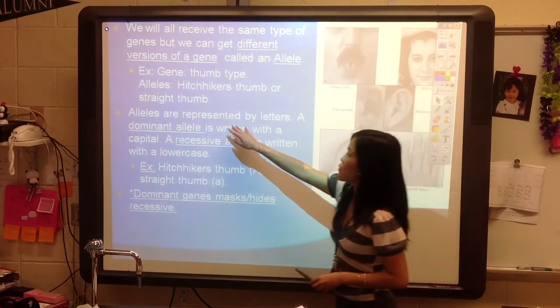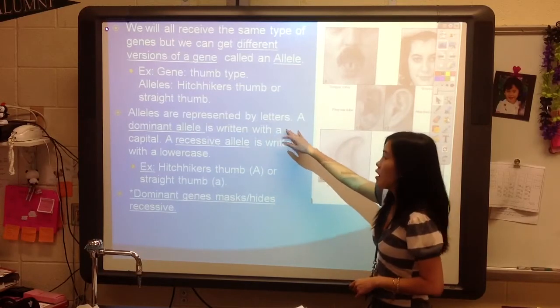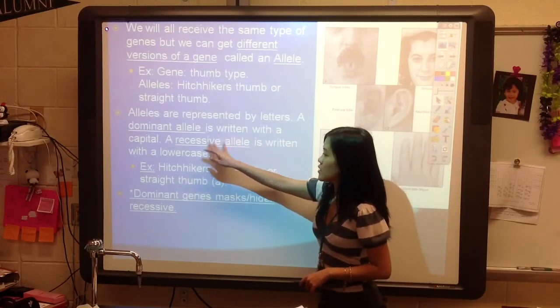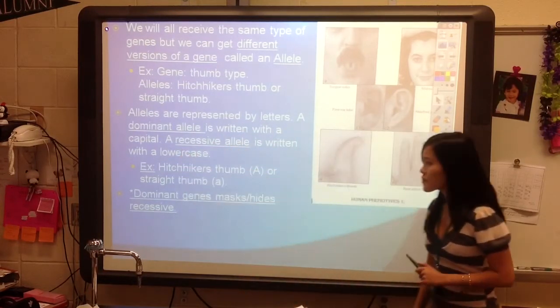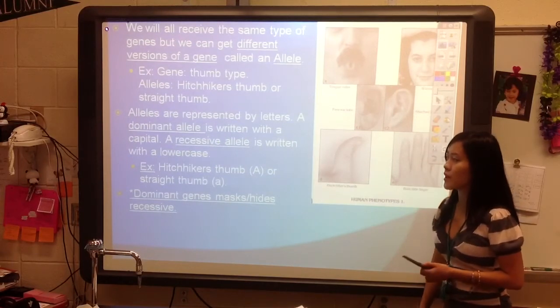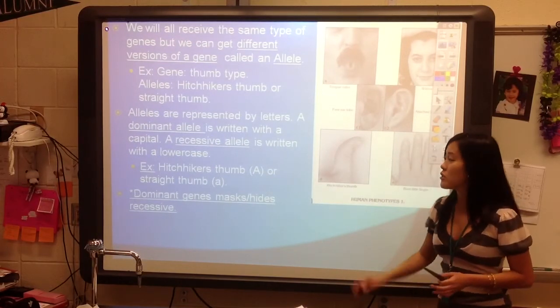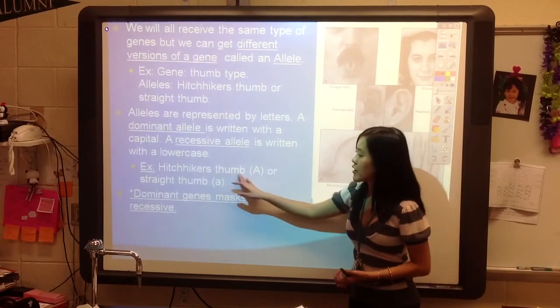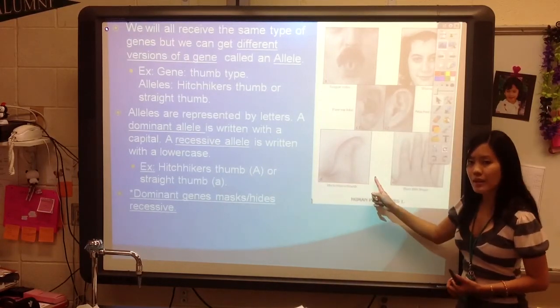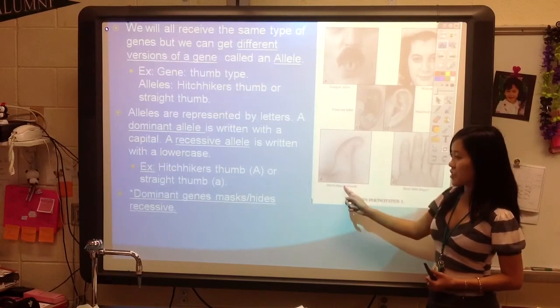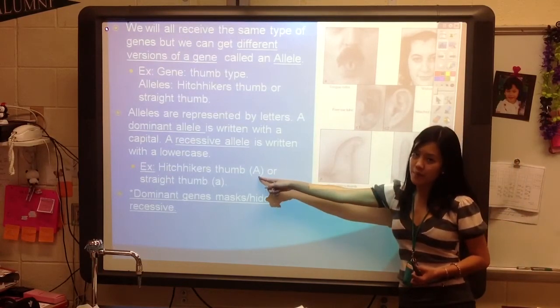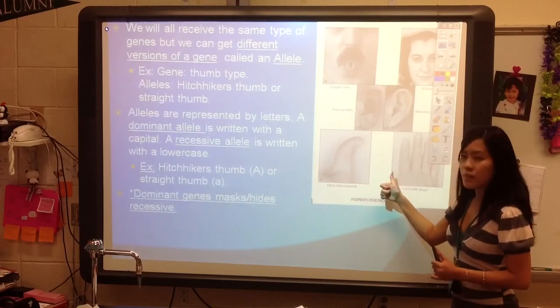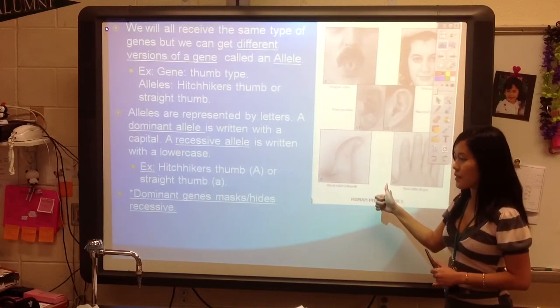You can actually express your alleles with letters. If you have a dominant allele, that's written as a capital letter. If you have a recessive allele, it's written with a lowercase letter. So we're just trying to figure out how we can write down this information. Well, hitchhiker's thumb turns out to be a dominant allele. So if a person had a hitchhiker's thumb, I'd put a big A for them. If I had a straight thumb like me, I would put a lowercase a.